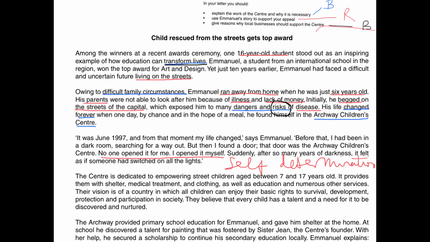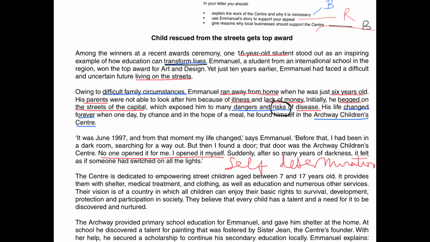The centre is dedicated to empowering street children aged between 7 and 17 years old. It provides them with shelter, medical treatment and clothing, as well as education and numerous other services. Their vision is of a country in which all children can enjoy their basic rights to survival, development, protection and participation in society. They believe that every child has a talent and a need for it to be discovered and nurtured.